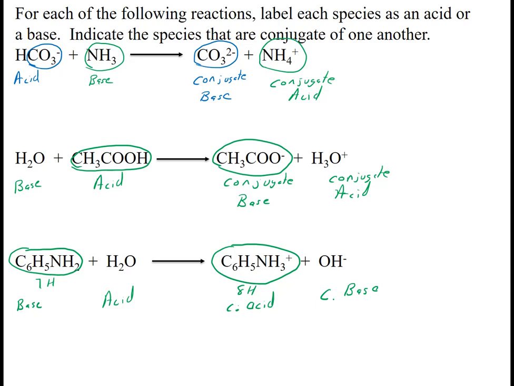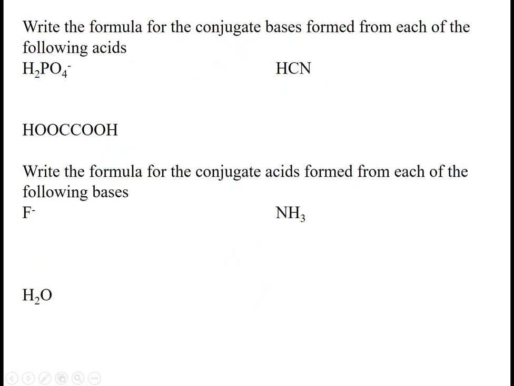Okay. Now I want to point out here, in this reaction water is the base, and in this one it is the acid, and that is basically the definition of an amphiprotic species. Water can act as either a base or an acid. Okay. Going on. This one says write the formula for the conjugate base formed from the acids. So if this is the acid, what is its conjugate base?